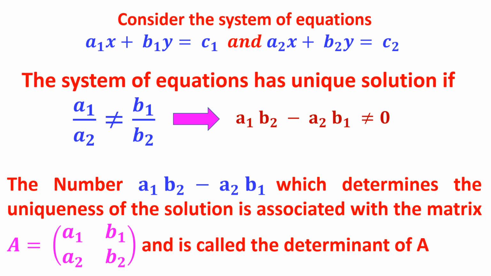You know that if it is not equal to 0 only, we are talking about its uniqueness. If it is equal to 0, you know what will be the condition. a1 by a2 is equal to b1 by b2 equal to c1 by c2, and we know that the other condition will come. If a1 by a2 is equal to b1 by b2, then equal to c1 by c2 will give you many solution, not equal to c1 by c2 will give you no solution. Therefore, if a1 by a2 equal to b1 by b2, then uniqueness will go. Therefore, this number determines the uniqueness of the solution and it is called the determinant of A.